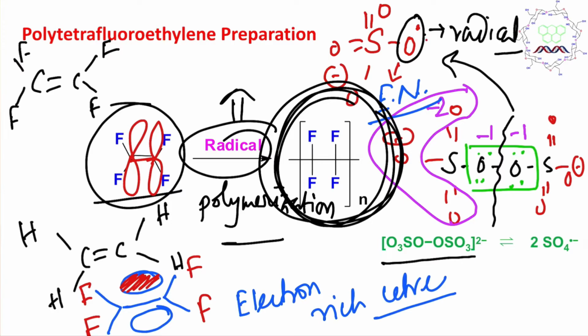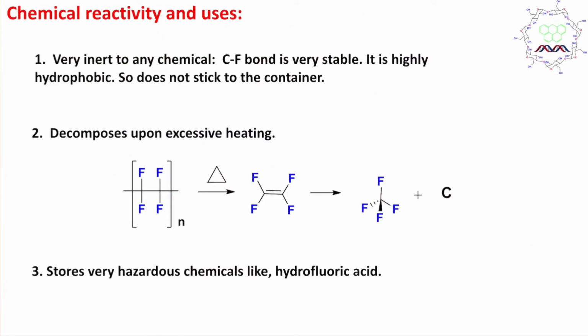There was a C=C double bond. Instead of that, this carbon has made a bond with the other. Okay, so in this way Teflon is produced.